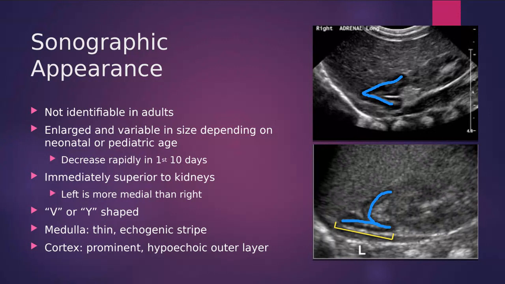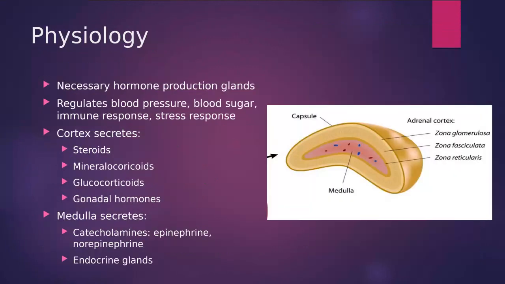They also kind of look like lymph nodes as well, so we want to be aware of that. Now, on a functional level, we've already said that our adrenal glands are responsible for producing hormones, right? So it's a necessary organ that we have for hormonal production. All of the hormones that come out of the adrenal glands help us to regulate our blood pressure, blood sugar, our immune response, our stress response.